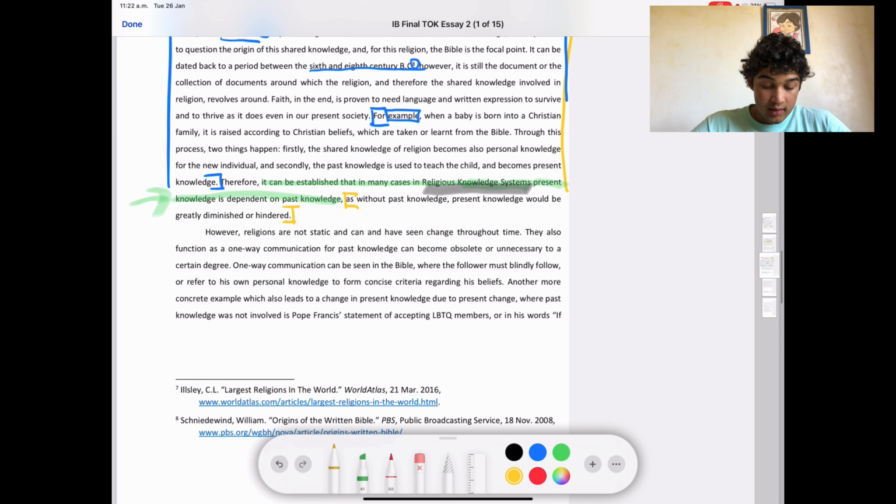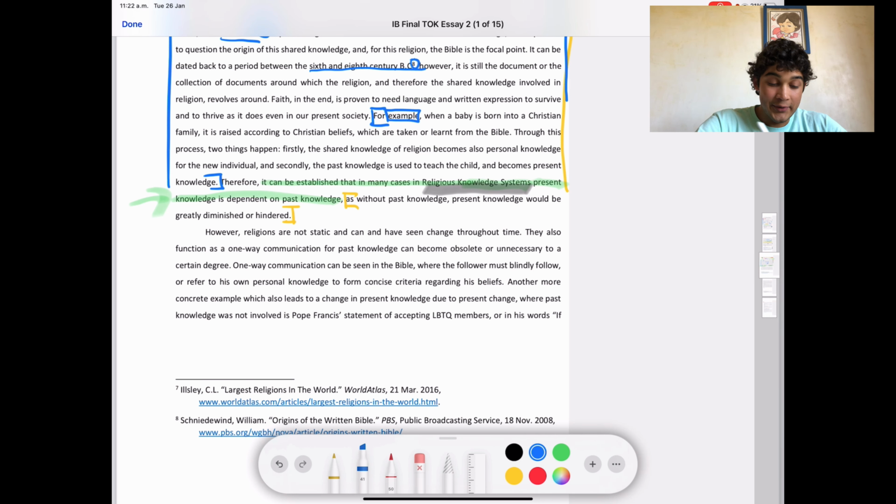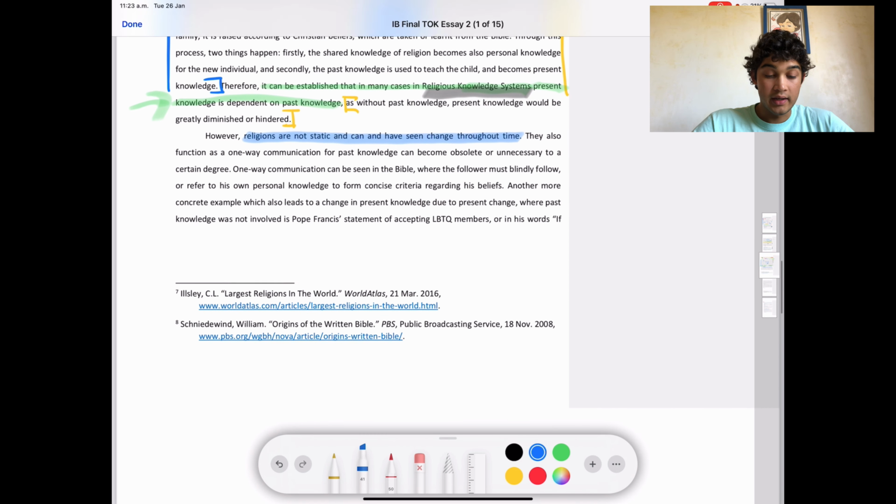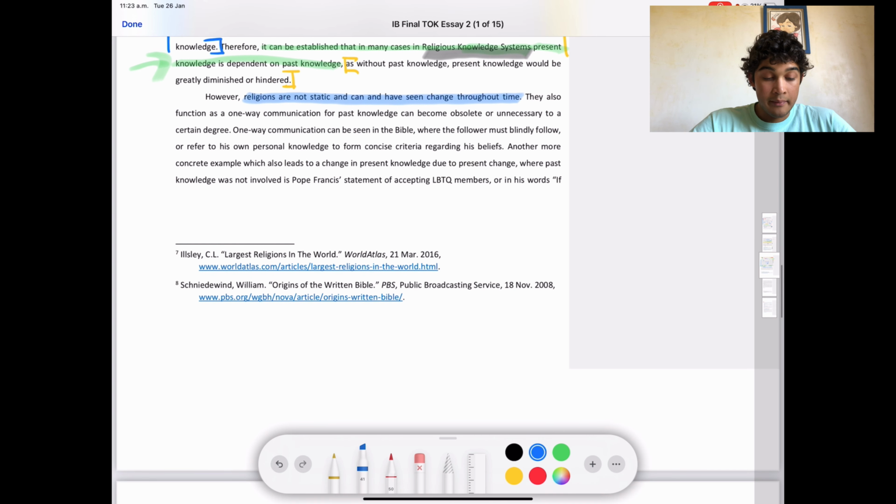And then, what do you do in the next paragraph? You probably gathered. You contradict yourself and you give an example. And that's the beauty of TOK. You don't have to argue one part specifically. You can argue both parts and still be right. So here what I do is religions are not static and can be seen to change throughout time, right? And again, I'm giving more examples.